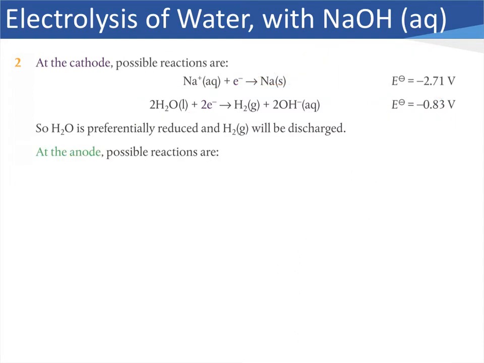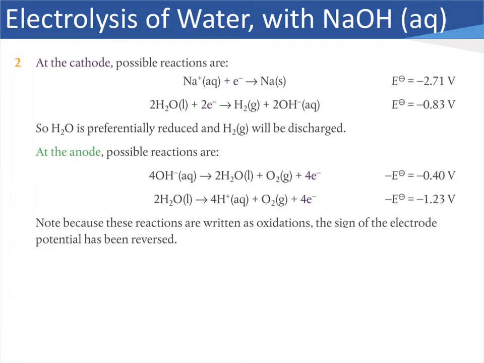At the anode, two possible reactions. I have hydroxide ions forming oxygen gas. So the hydroxide is being oxidized. The hydroxide is going to come from the sodium hydroxide or water. The oxygen in water can also be oxidized to form oxygen gas. These reactions have been written in the reverse of the data booklet, so these are written as oxidation reactions.